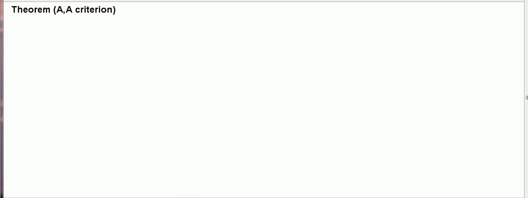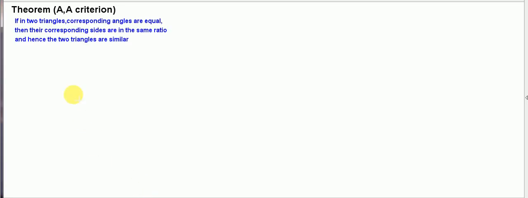In the previous video, we have studied Thales theorem. Now we are going to take one more important theorem, that is the theorem on AA criterion. Statement: if in two triangles corresponding angles are equal, then their corresponding sides are in the same ratio, and hence the two triangles are similar.